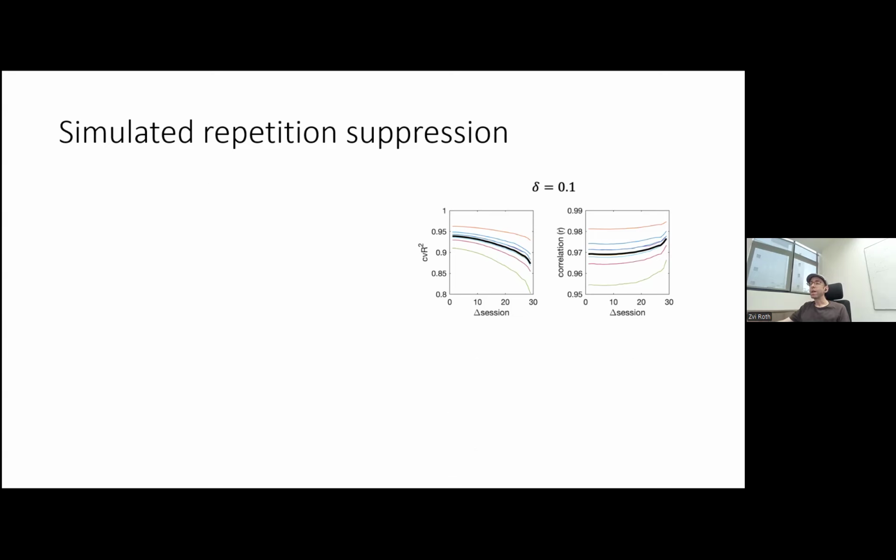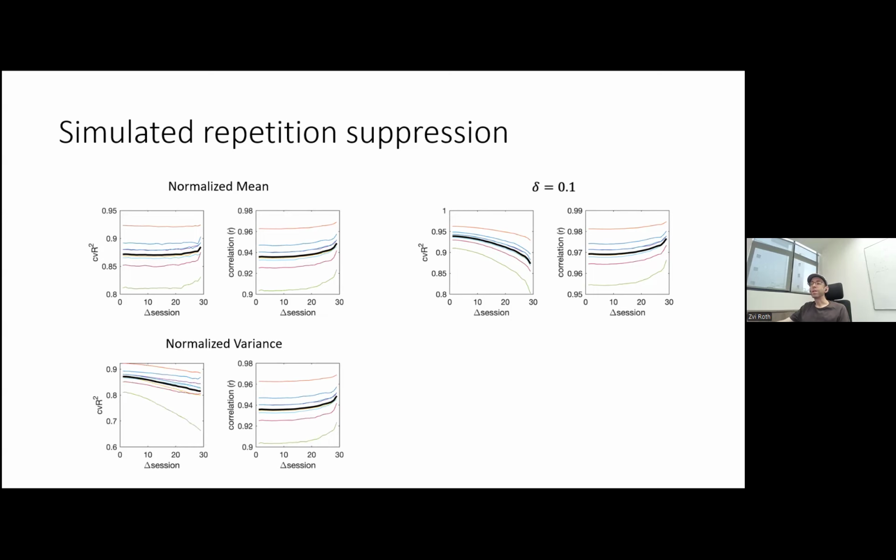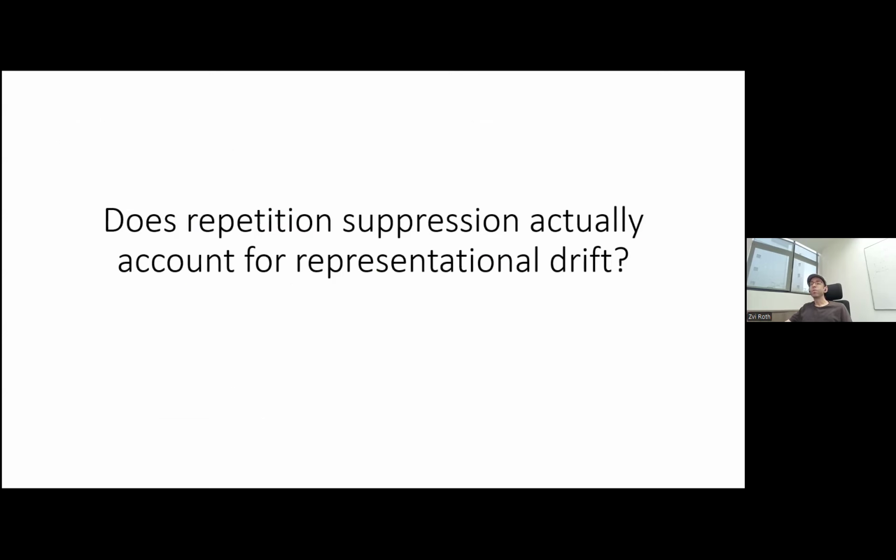Now, if we normalize each session's mean response, drift disappears, but not if we normalize the variance. Again, it's exactly as we found when we analyzed the empirical data. So this means that repetition suppression can produce effects that seem like representational drift. Okay, so we've made some progress. What we need to ask now is whether repetition suppression actually accounts for representational drift.